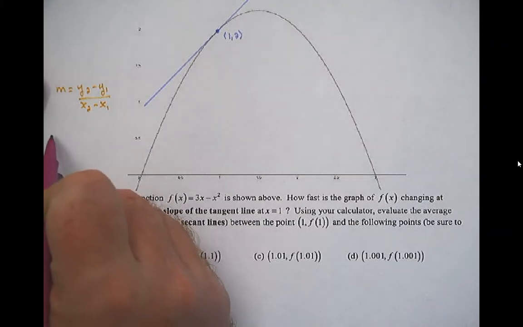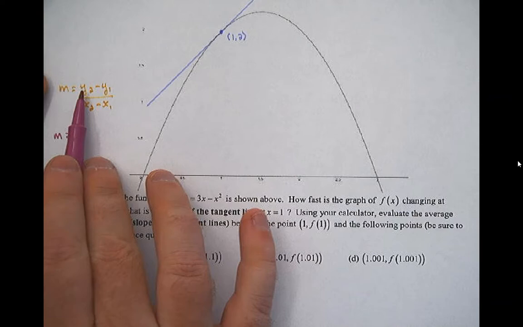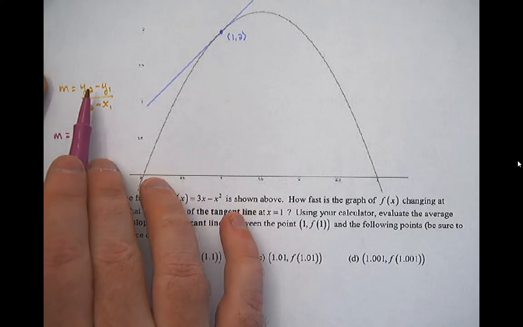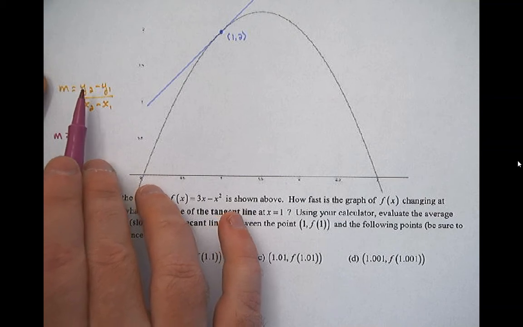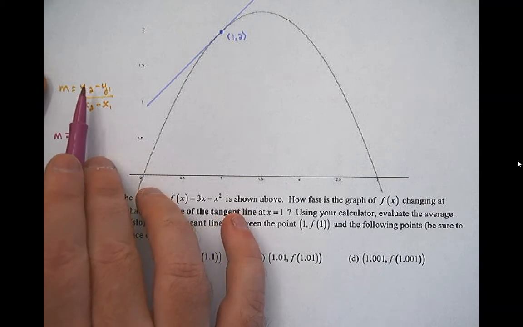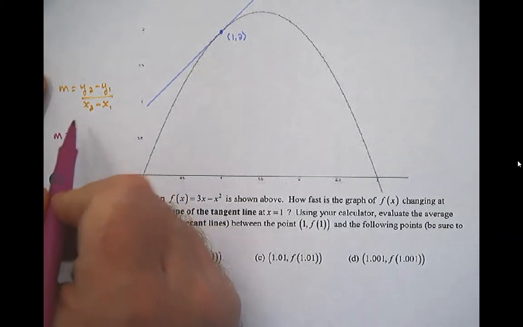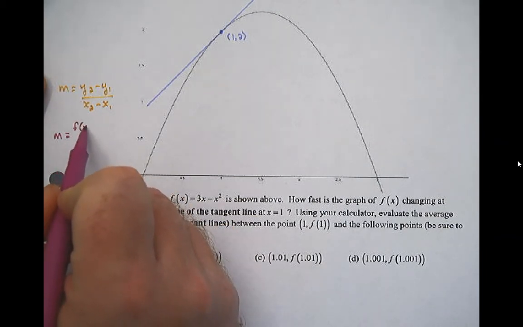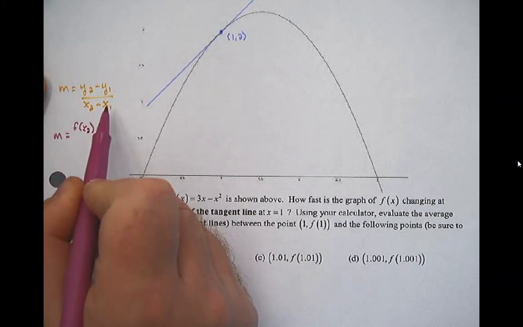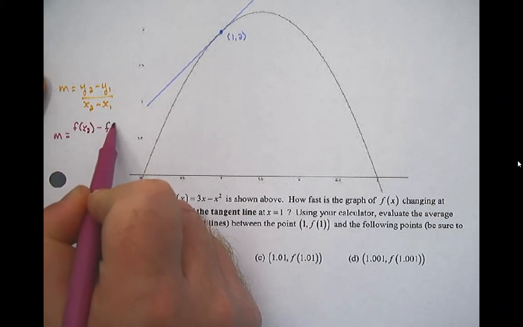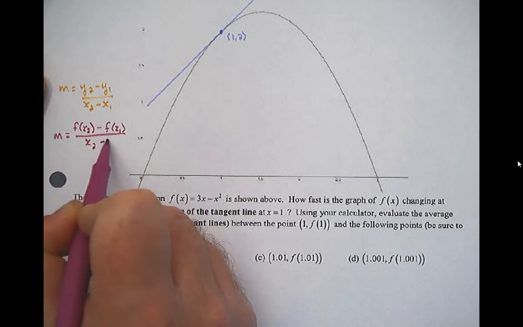The way we write it up now is we say m equals, and what do we call y values now that we're in advanced math? We don't call them y values anymore. We call them function values. So this function value is dependent on what x value? On this x value x2. So this is called f of x2. Minus, and then this y value is dependent on this x value. We call that f of x1 over x2 minus x1.